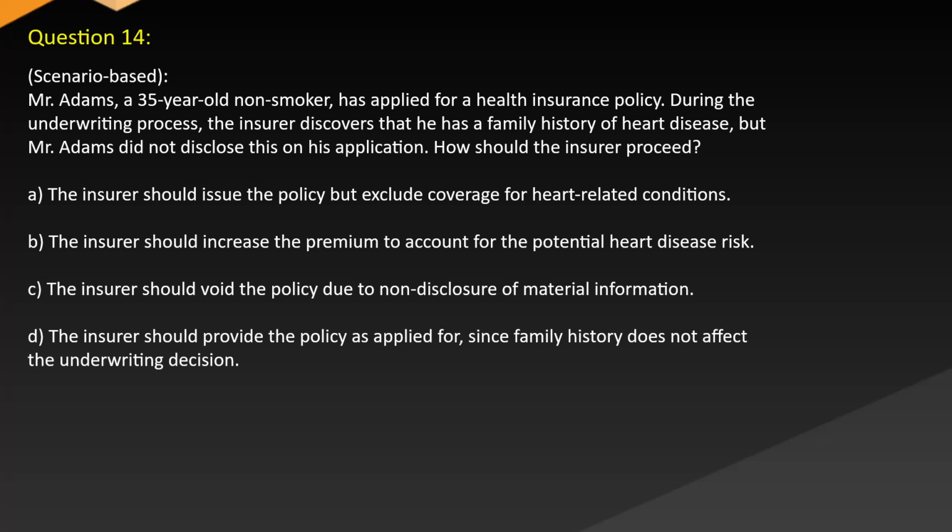A. The insurer should issue the policy but exclude coverage for heart-related conditions. B. The insurer should increase the premium to account for the potential heart disease risk. C. The insurer should void the policy due to non-disclosure of material information. D. The insurer should provide the policy as applied for since family history does not affect the underwriting decision.